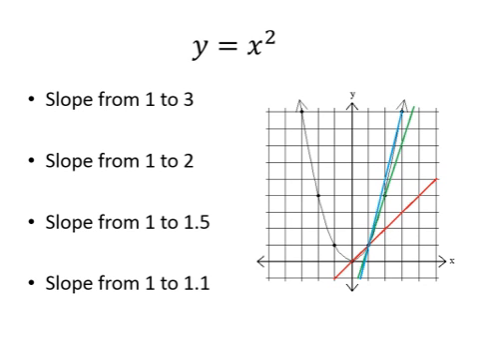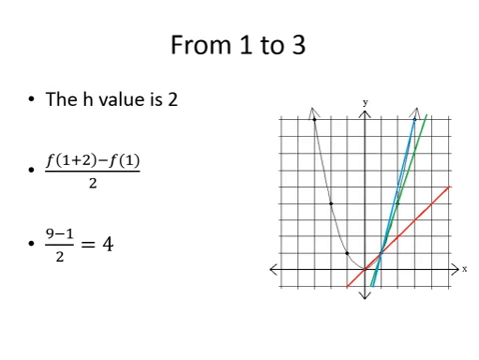So parabola y equals x squared, very straightforward. And so if we want to find the slope at 1, one way we can do it is we can take our points from one to another one and then keep it smaller and smaller and smaller. So we'll find the slope from 1 to 3, 1 to 2, 1 to 1.5, and 1 to 1.1. Okay, so if we go 1 to 3 of this, what we end up doing is that we have an h value of 2. Remember, the h is the difference between each point. So the difference from 1 to 3 is 2.